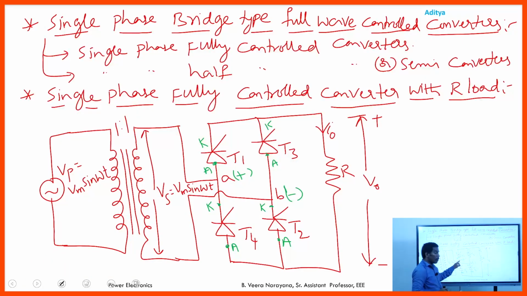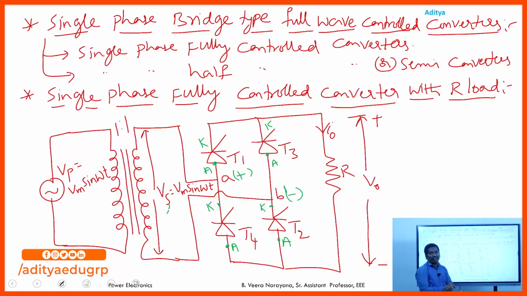So observe here, during the positive half cycle of the supply, terminal A is positive and B is negative. Corresponding to that, anode of the T1 connects to the positive terminal, so forward bias. Cathode of the T2 connects to the negative terminal, forward bias. Anode of the T3 connects to the negative terminal, reverse bias. Cathode of the T4 connects to the positive terminal, reverse bias. So during this positive half cycle, T1 and T2 are in forward bias, T3 and T4 are in reverse bias.